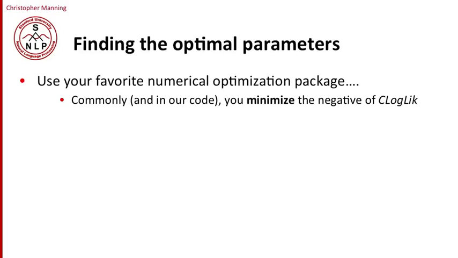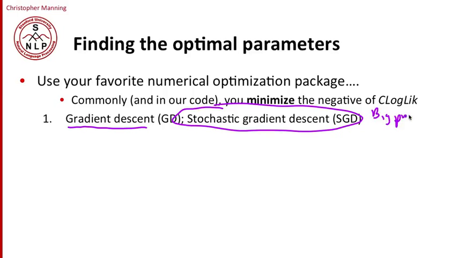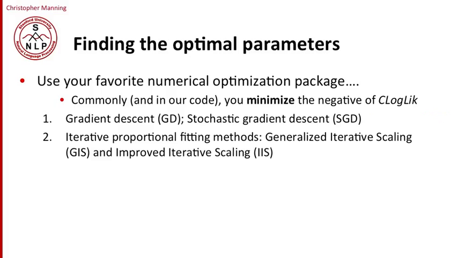Now there are many numerical optimization techniques. The simplest is gradient descent, which just says that you walk always in the direction of the gradient. A variant of it is a stochastic version, stochastic gradient descent. This one is actually quite effective and is still often used for big problems. In the early work on maxent models in statistics and NLP, people commonly used iterative proportional fitting methods like generalized iterative scaling or improved iterative scaling. These aren't used much anymore though.